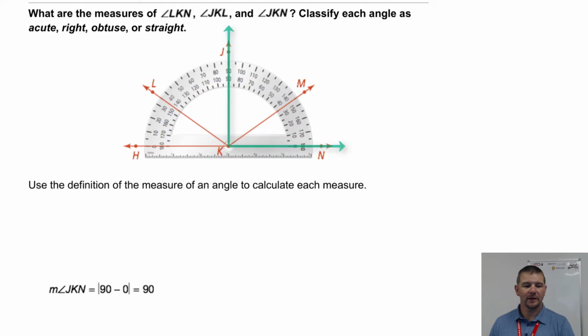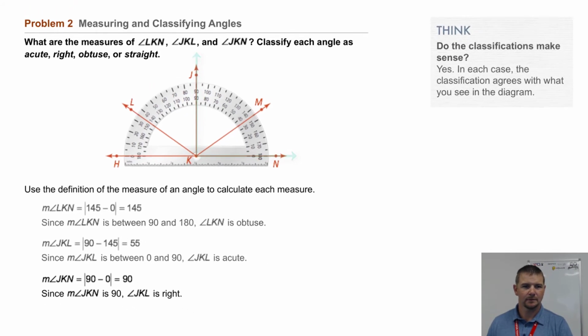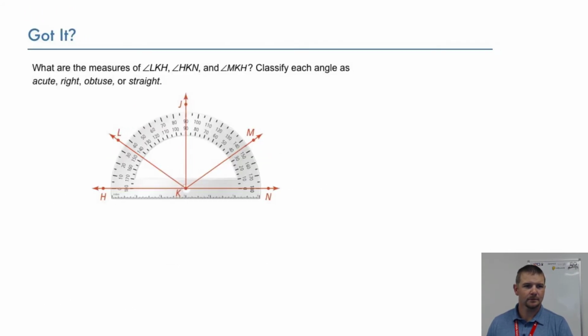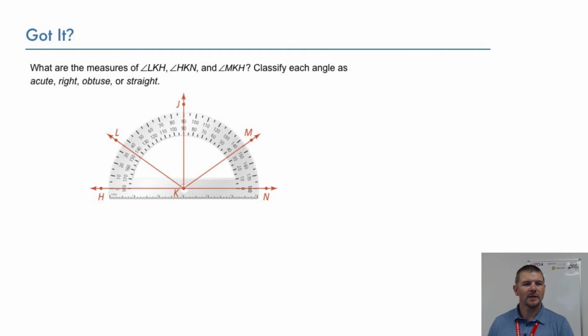Finally, the measure of angle JKN equals the absolute value of 90 minus 0, and that's 90. Since the measure of angle JKN is 90, we can state angle JKN is right. Your turn. What are the measures of angle LKH, angle HKN, and angle MKH? Classify each angle as acute, right, obtuse, or straight.